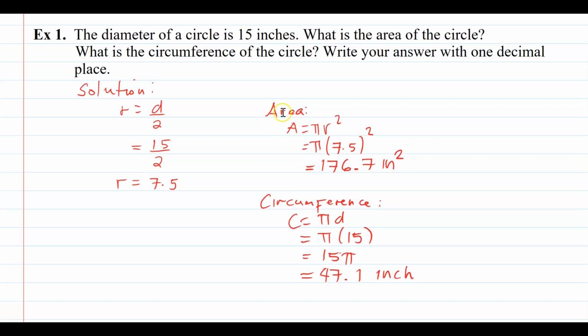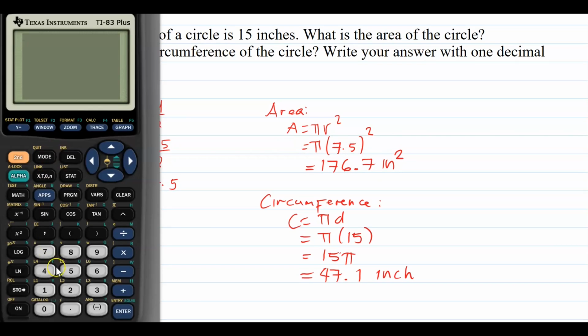To determine the area, we have the formula area A is equal to pi r squared. Our r is 7.5. So this will be area equals pi times 7.5 squared. Now using a calculator, I'll start with 7.5 and square this number. So that's the r squared, and multiply it with pi. So times the pi function and enter. The result is 176.7, and that's the answer for the area.